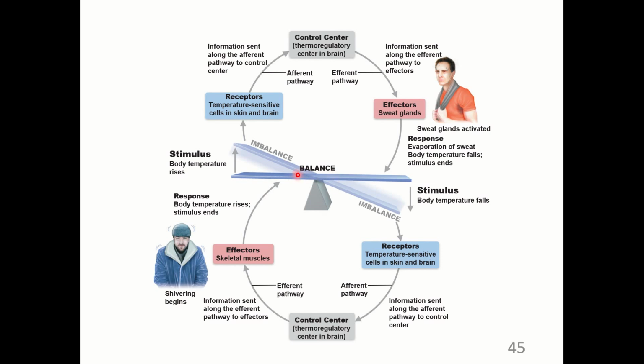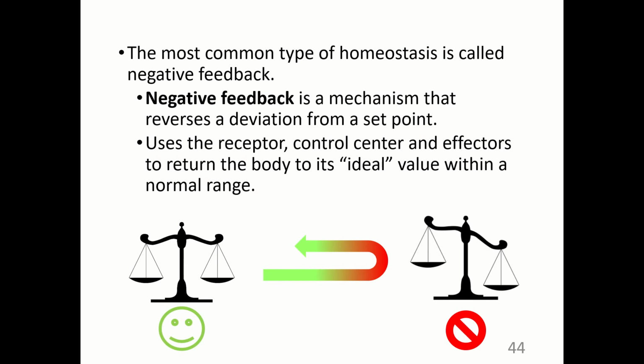So these are negative feedback loops, because once the stimulus deviates our balance from our set point, then the negative feedback loop will turn on to bring us back into balance. It will oppose the stimulus, whether we become too hot or too cold. So temperature is just one example. Remember, negative feedback is the most common type of homeostasis in the body. 99% of homeostatic mechanisms belong to negative feedback.